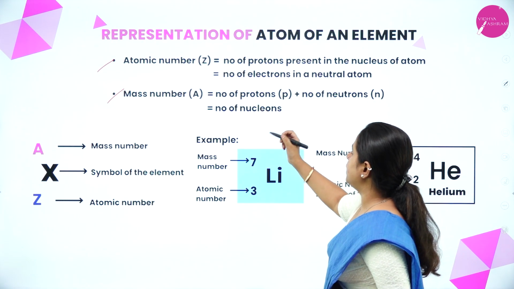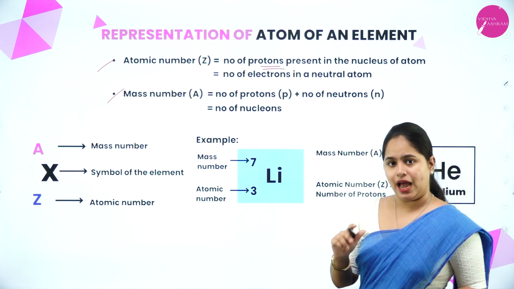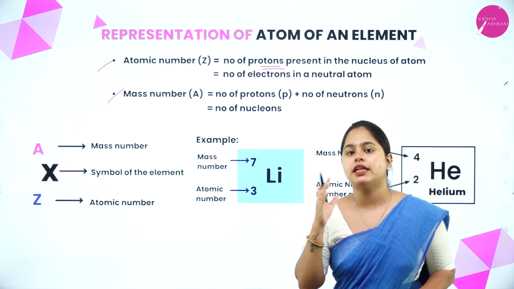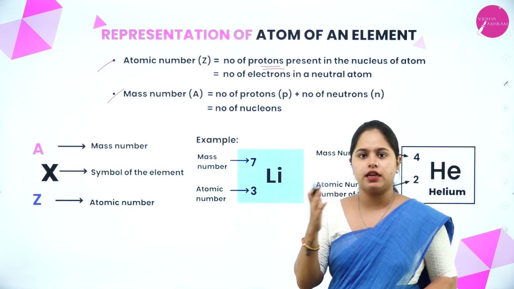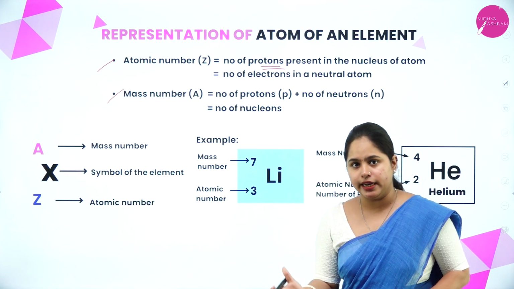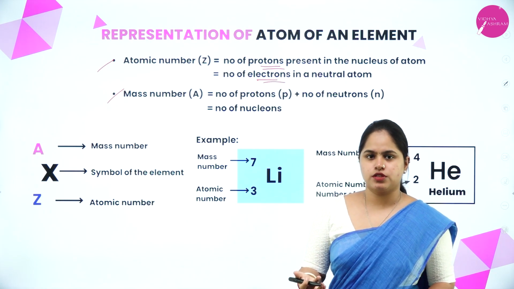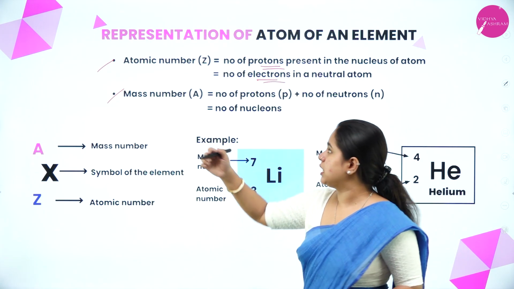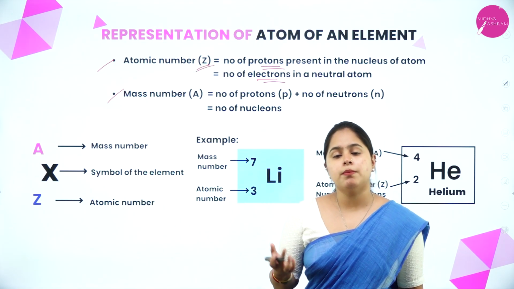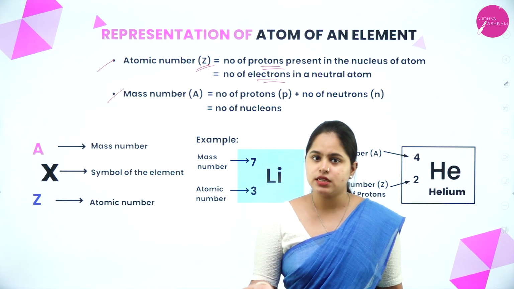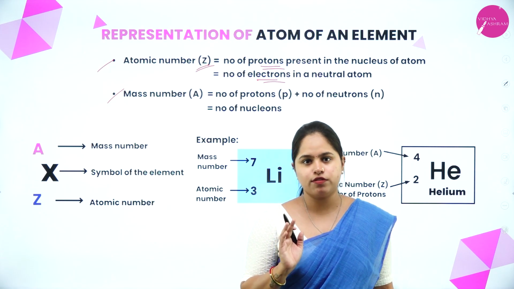Atomic number is equal to the number of protons present in the nucleus of an atom, and if the atom is electrically neutral, that means if it is not existing as ions, that is, it has no charge, then it is also equal to the number of electrons. Atomic number is represented by the symbol Z. So atomic number is equal to the number of protons, and in an electrically neutral atom, it will also be equal to the number of electrons.